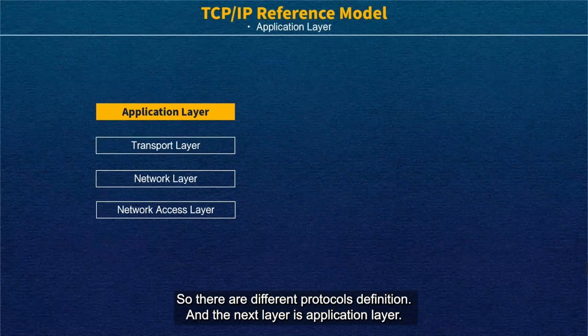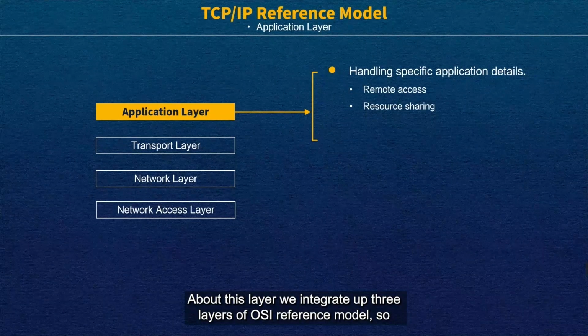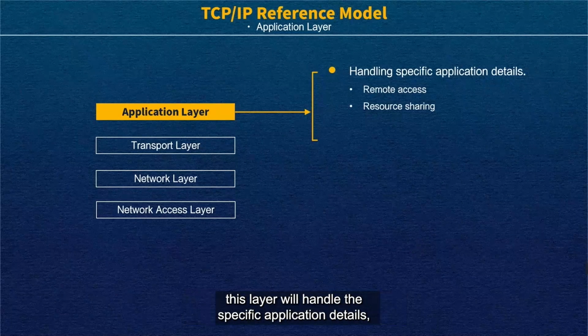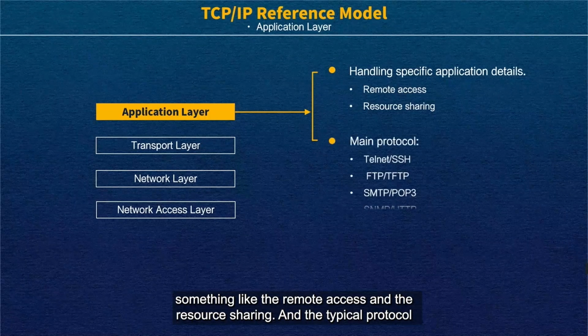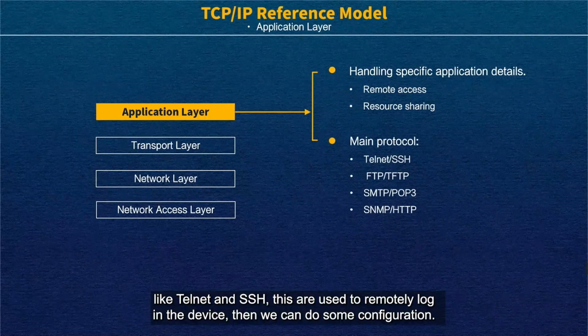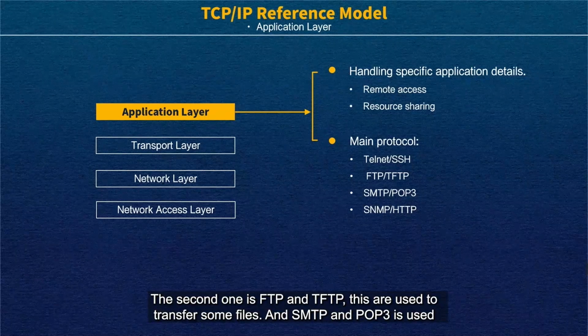And the next layer is the application layer. About this layer, we integrated the top 3 layers of the OSI reference model, so this layer will handle the specific application details, something like remote access and resource sharing. And the typical protocols like Telnet and SSH are used to log in to a device remotely, then we can do some configuration. The second one is FTP and TFTP. This is used to transfer files.